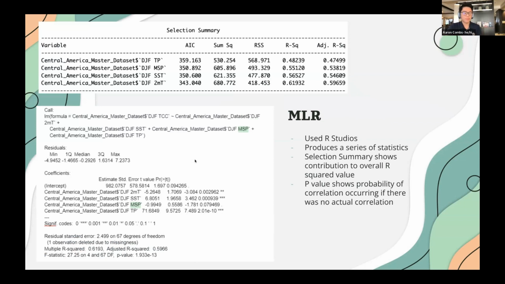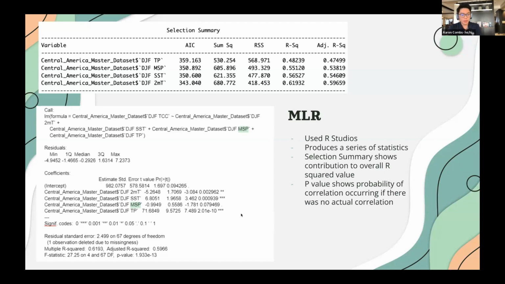our answers here. And so the selection summary here shows contribution. I also wanted to draw your attention to the p-value. It's kind of hard to see here, but if you see estimated as standard deviation, and then this is error and t-value, and then you see Pr and some weird parenthesis value, that's the p-value.